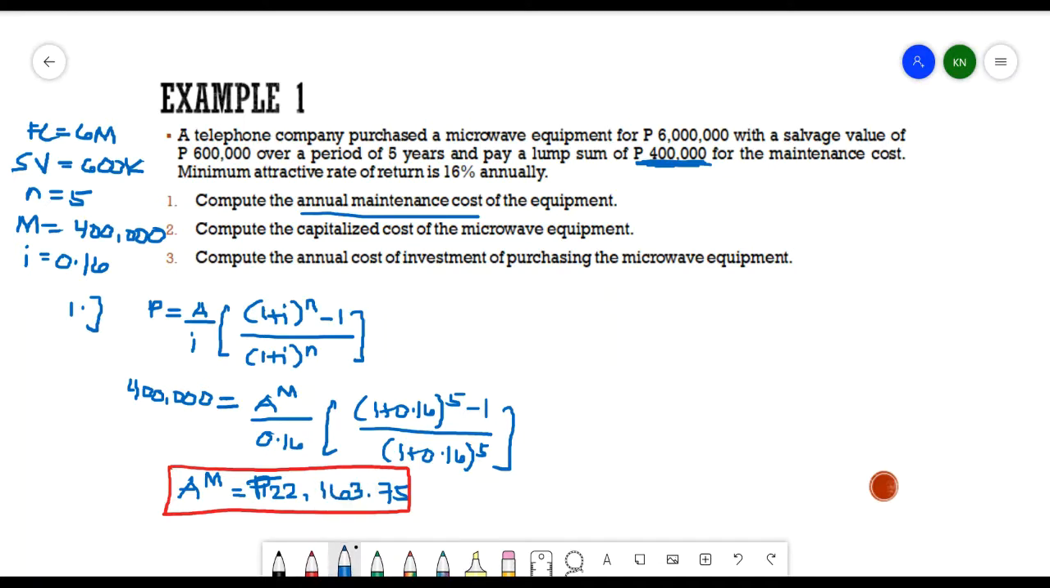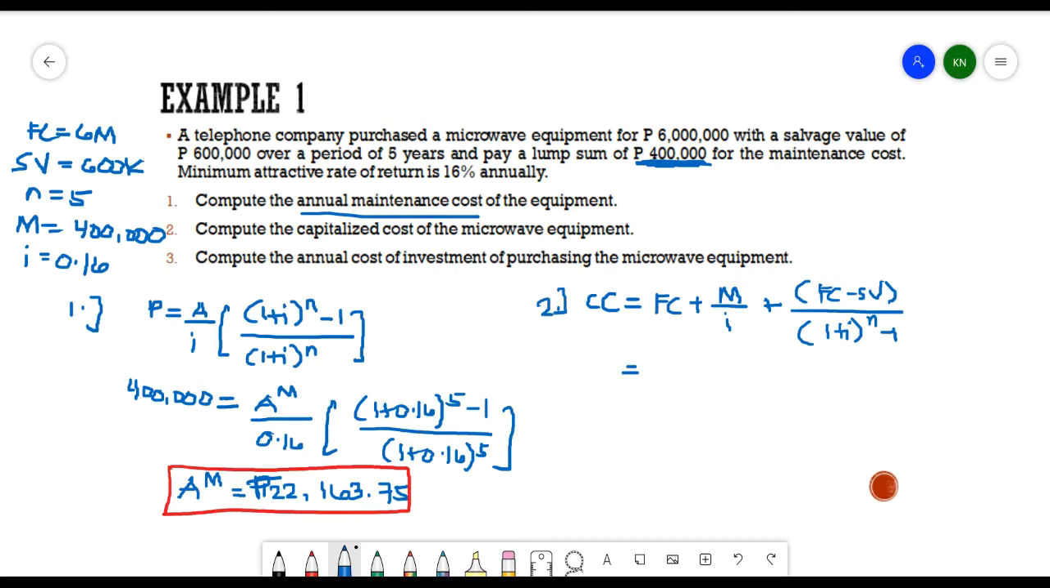Now next, we need to compute the capitalized cost of the microwave equipment. So second, we have number 2: we need to compute the capitalized cost, or the CC. As we know, CC is equal to FC plus M over I plus FC minus SV all over 1 plus I raised to N minus 1. So this is the formula of our CC, or the capitalized cost.